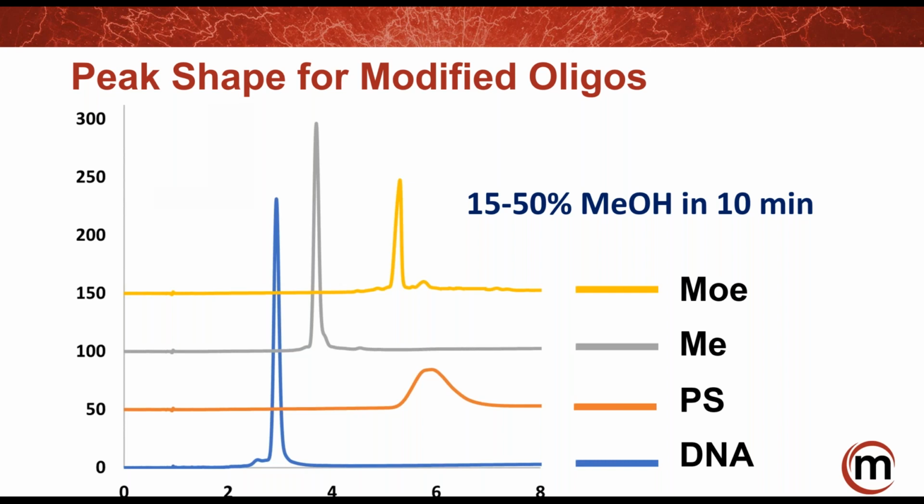When you look at peak shape for modified oligos, we looked at that 15 to 50% methanol. Most of the modifications did really well. The phosphothiolated ones, you could extend the gradient, you could increase the temperature to get them to act a little bit better, but really promising results with the C18AR. Very, very exciting. They're not flying through the column, they're being retained because of the pi stacking phenomena, that we talk about in more detail.